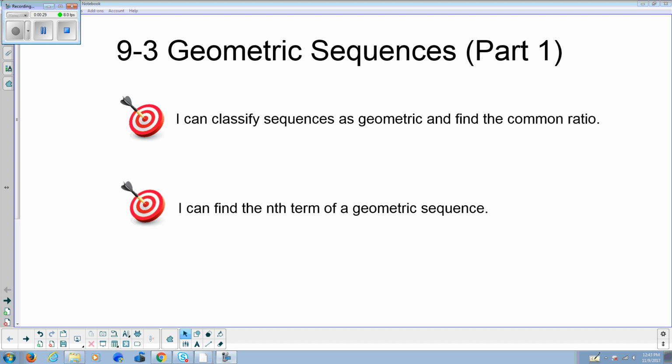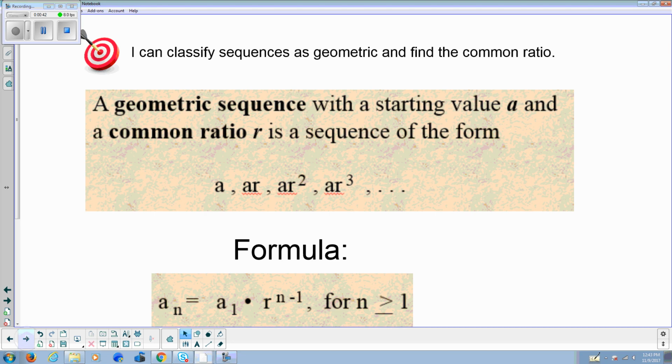So our two learning targets for today are: I can classify sequences as geometric and find the common ratio, and I can find the nth term of a geometric sequence. Just as a reminder, we first need to talk about what it means to be a geometric sequence.